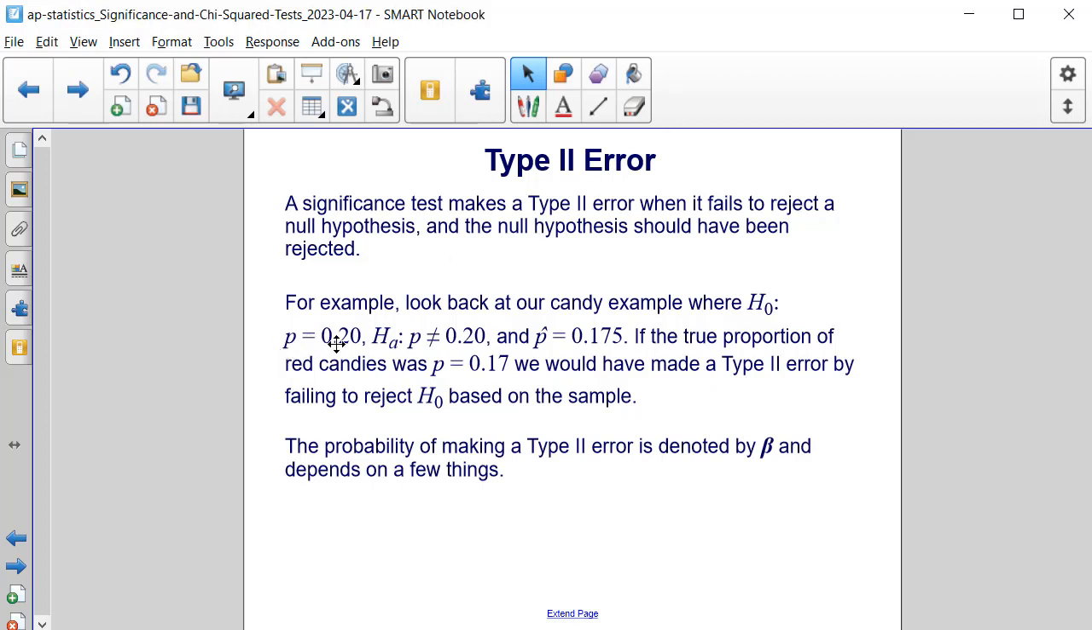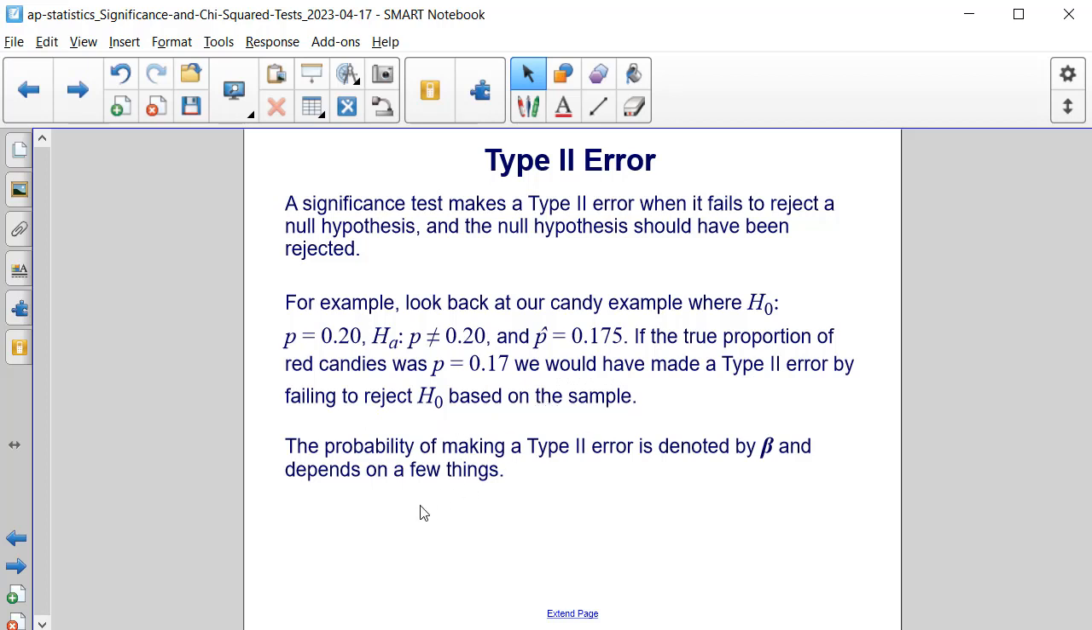our lowercase p value was 20 hundredths, and our alternative hypothesis was that p is not equal to 20 hundredths. And the sample proportion was 175 thousandths. If the true proportion of red candies was that p is equal to 17 hundredths, we would have made a type 2 error by failing to reject the null hypothesis based on the sample.